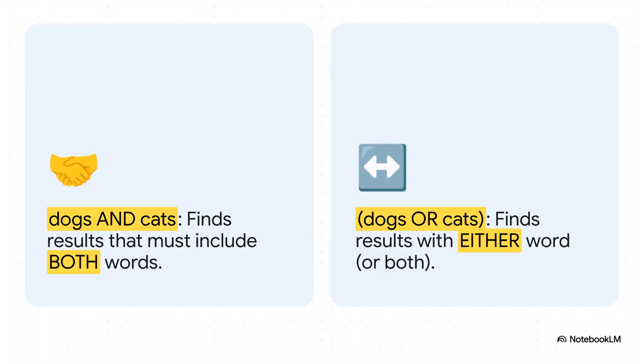And this super simple example makes the difference crystal clear. If you search for dogs and cats, it's restrictive. You will only get results that mention both. But if you search for dogs or cats, that's expansive. You'll get results that mention dogs or cats or both of them. Getting this difference is absolutely key.